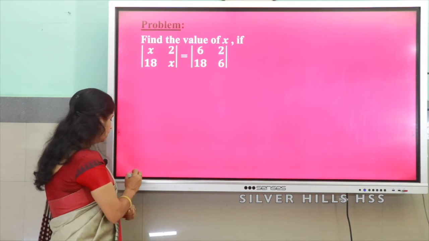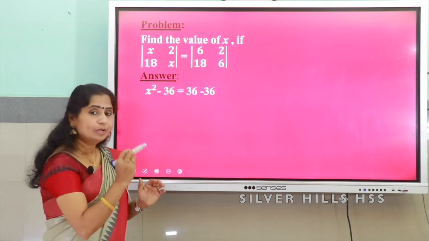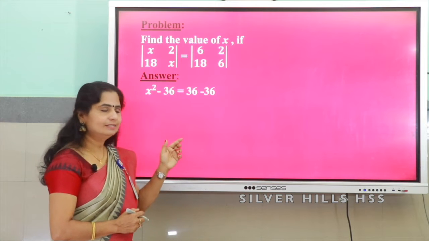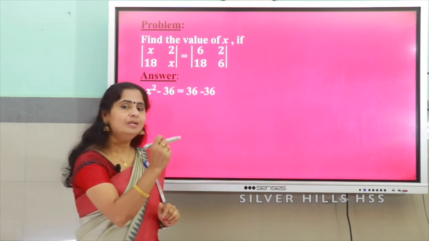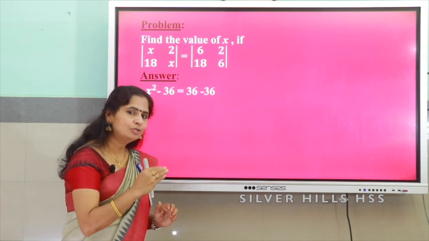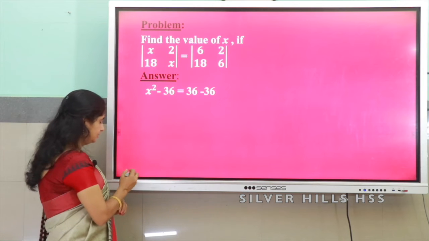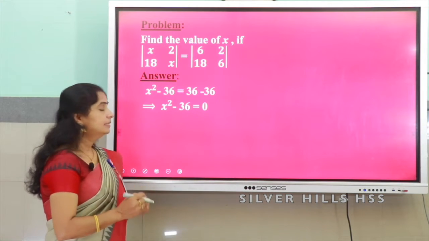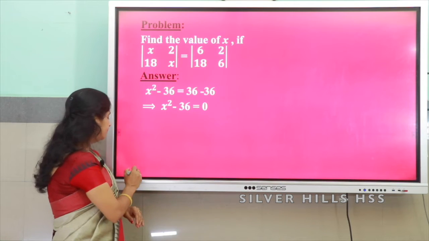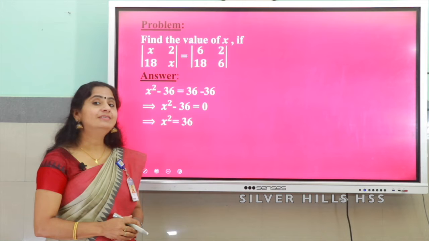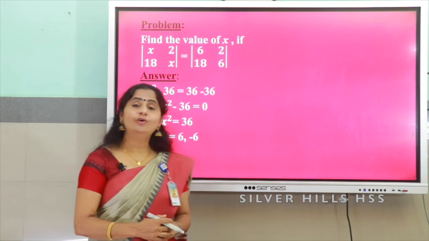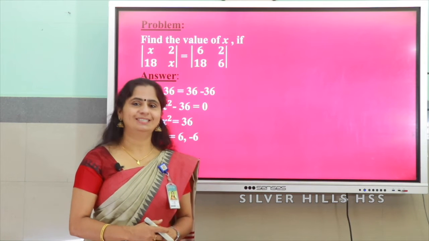So the LHS is nothing but, when we simplify, x into x, x square, minus 2 into 18, 36. So x square minus 36 is equal to RHS, which will be what? 6 into 6, 36, minus the second element 2 into 18, 36. So let's simplify this. That is x square minus 36 is equal to 0, which implies x square is equal to 36. Therefore, we can say that the value of x is plus or minus 6.